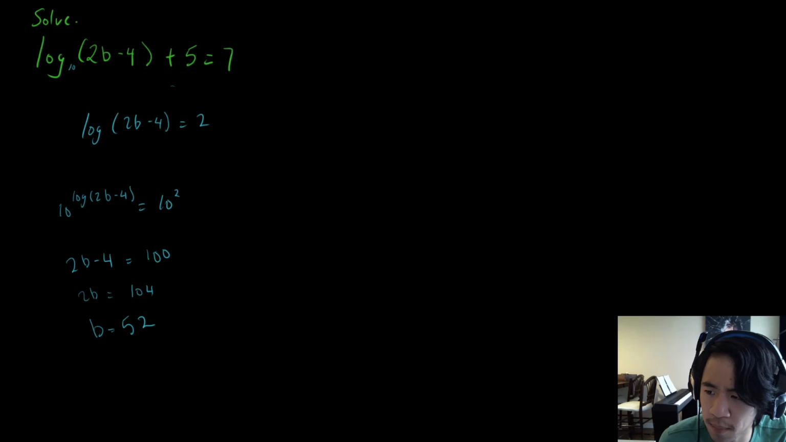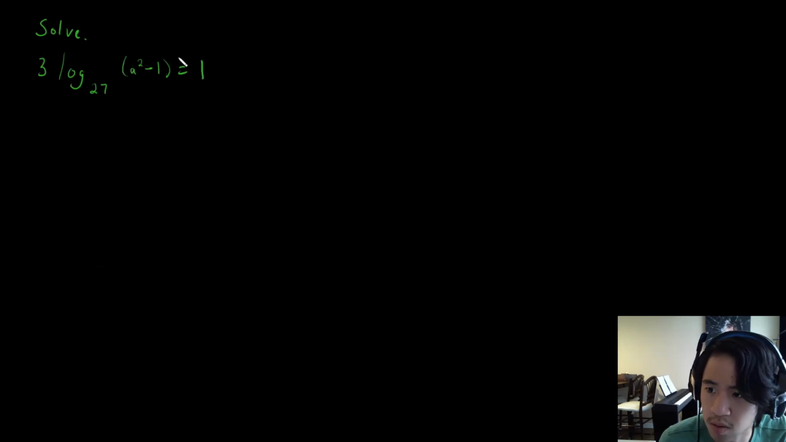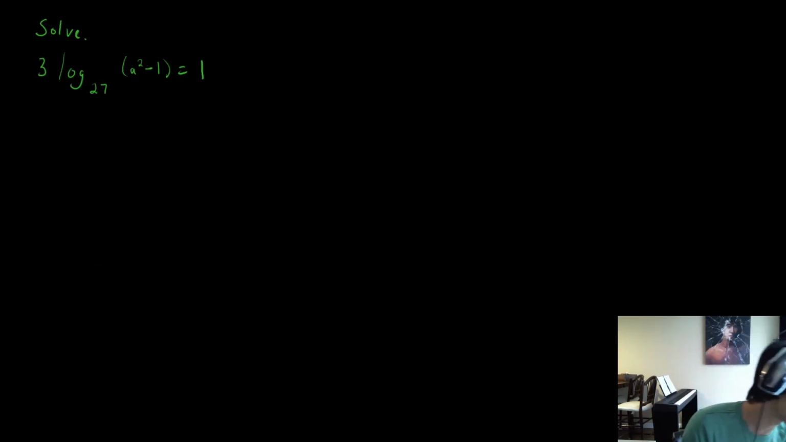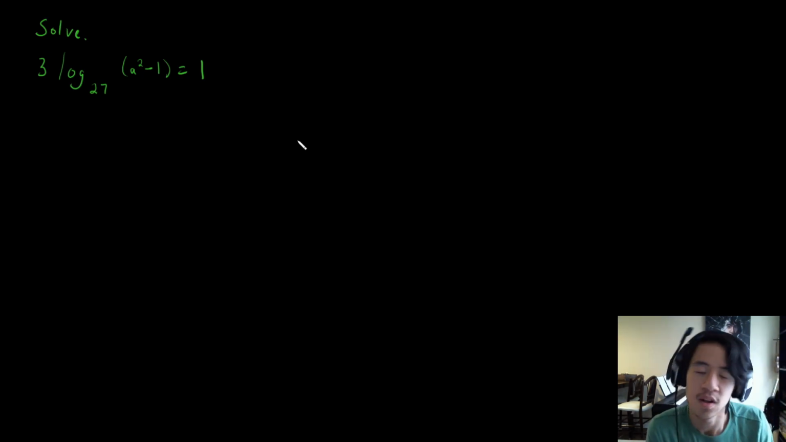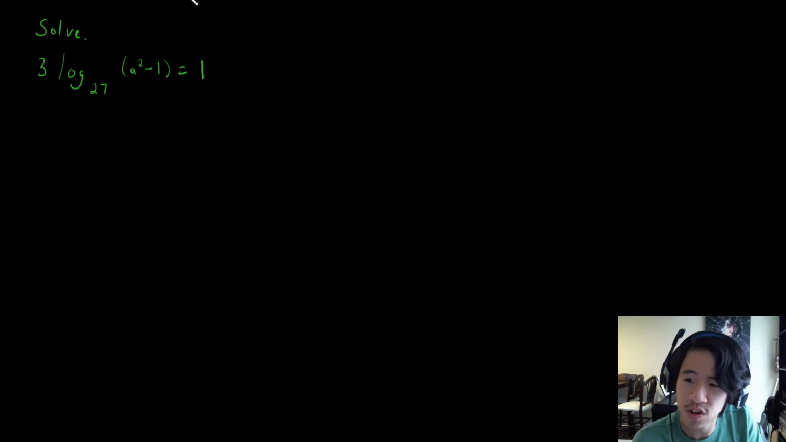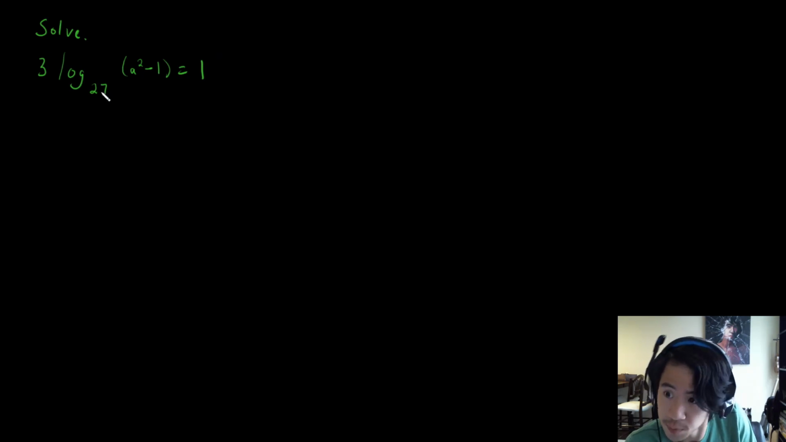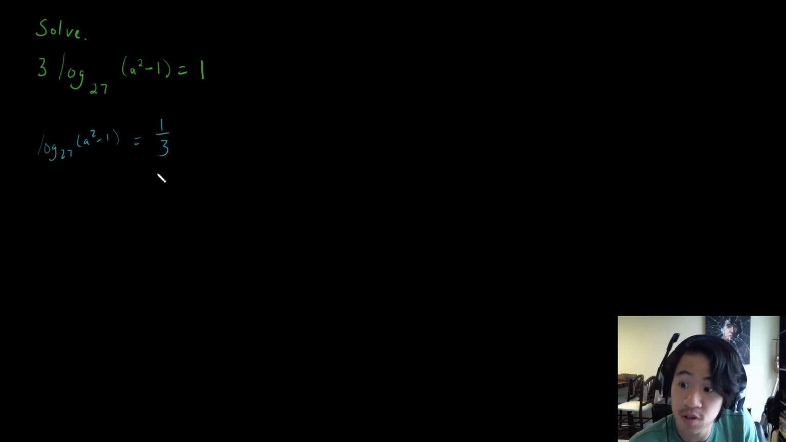I think we got one more in total. And oh, here we go. Here's our last problem. We're going to want to just solve for this. First thing is we are going to get the log by itself. Same steps: we're going to divide by 3 on both sides. Log base 27 of a squared minus 1 is equal to 1/3. So I just divide by 3 on both sides.